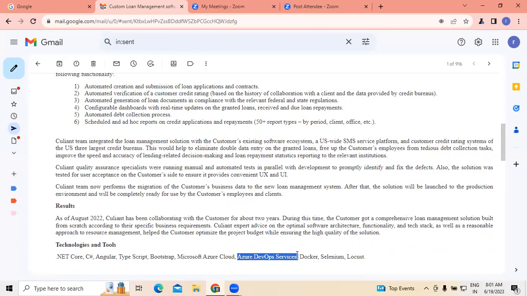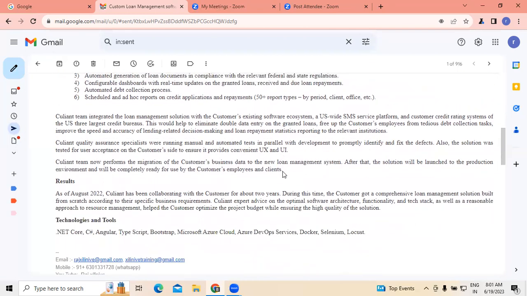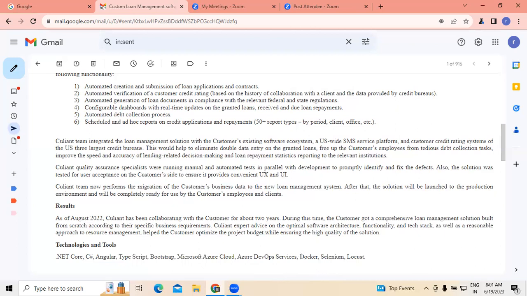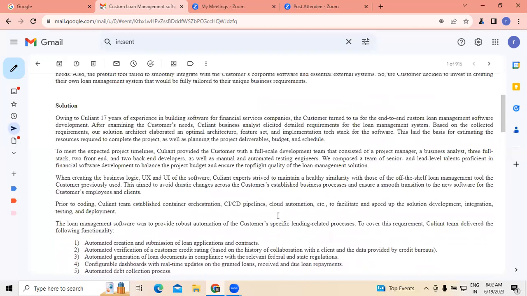In a DevOps environment, both the development team and operations team have to work together. For that, Azure DevOps is a tool which we normally use, like creating CI/CD pipelines. All these things can be implemented using Azure DevOps services. At the same time, Docker containers, followed by testing. For testing, they have used Selenium as well as Locust. So this is generally what this application is all about.